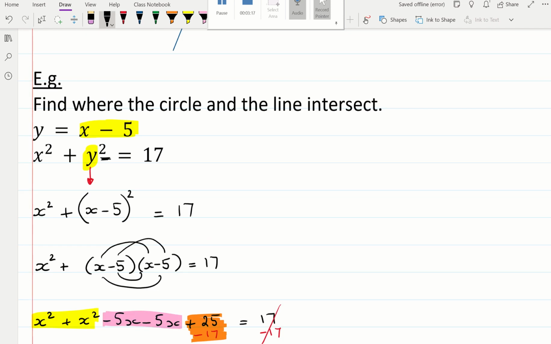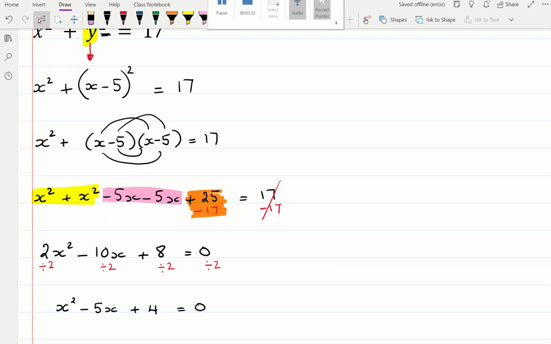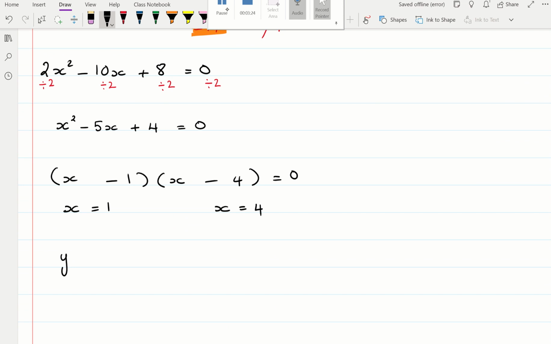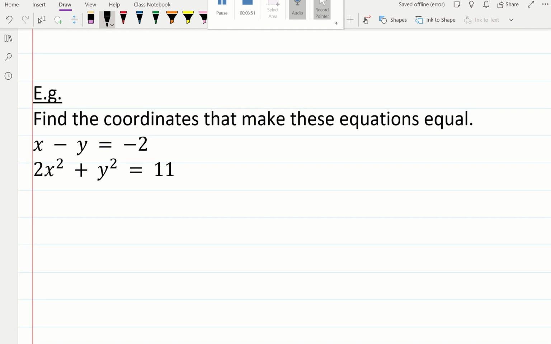And I have to find the value of y. So y is x minus 5. So y is 1 minus 5, which is negative 4. So where do the line and the circle meet? They meet at 1, negative 4. And also they meet, we've got 4 minus 5, which is negative 1. So they meet at 4, negative 1. So that's the first example.